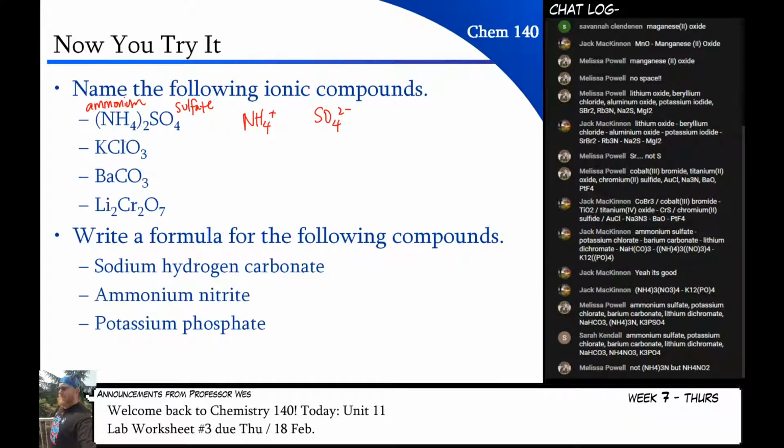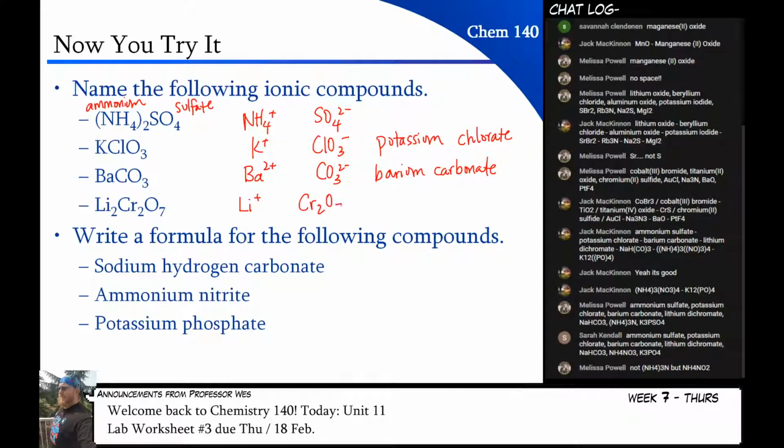K is potassium, and ClO3 is chlorate. Let's just write the ions out first, and then you just find them and name them. The next one, barium is +2, carbonate is -2. And then we've got lithium, which is just +1, and then dichromate, which is -2.